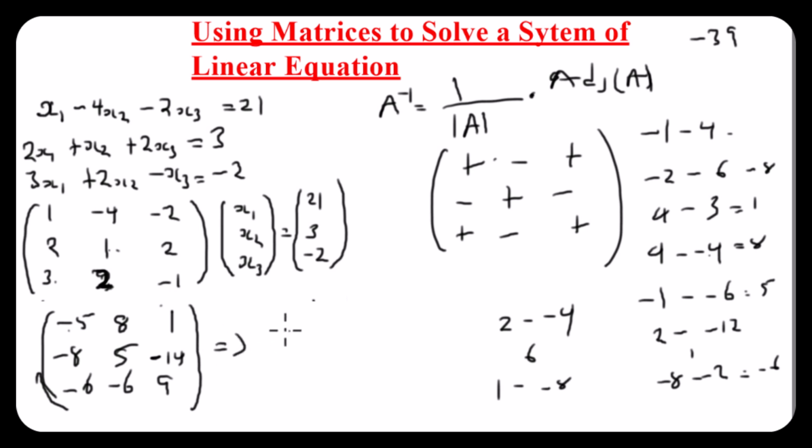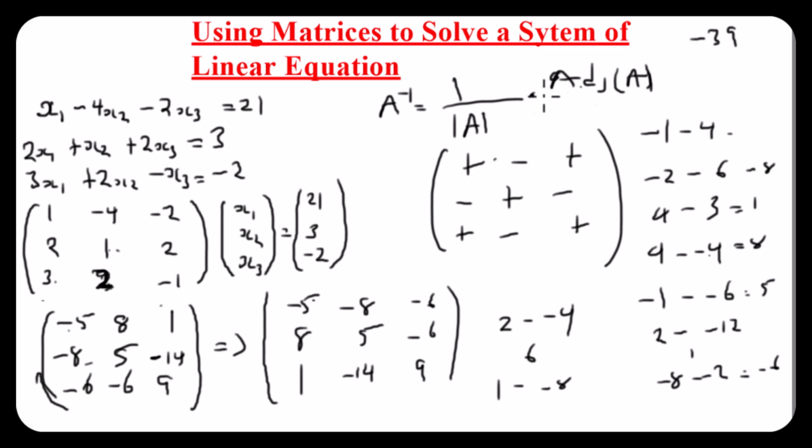So the transpose of this matrix will now be the adjoint. So the transpose here will now be minus 5, 8, 1, minus 8, 5, minus 14, and then minus 6, minus 6, and 9. So this is my adjoint of this matrix. So it's now time for us to find the inverse of the matrix.